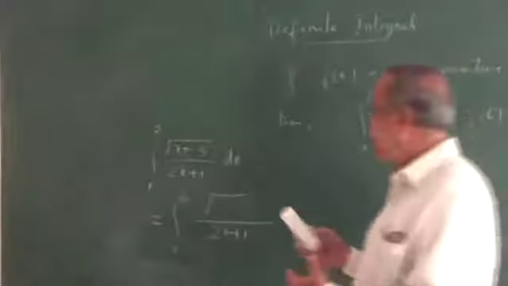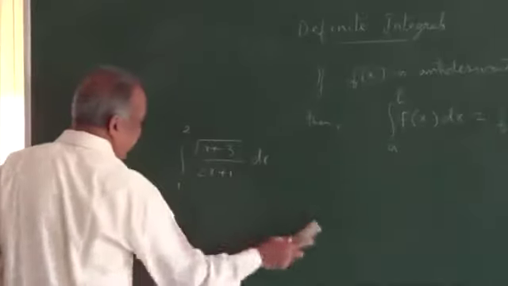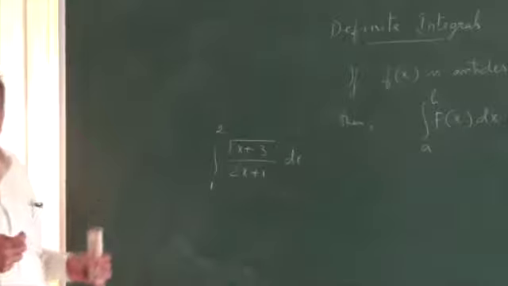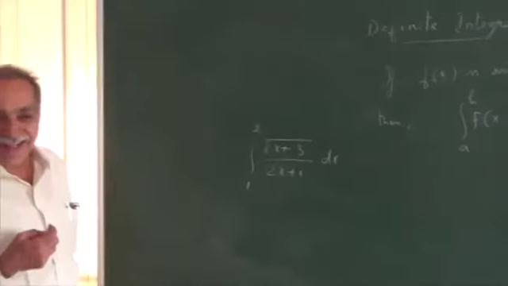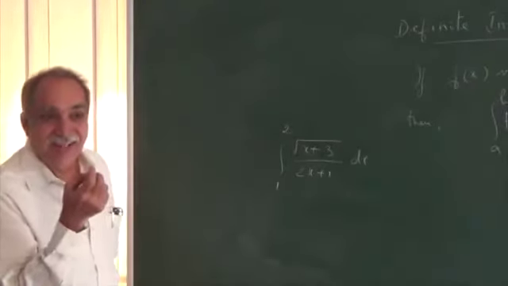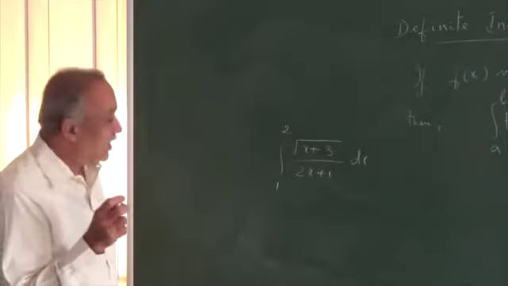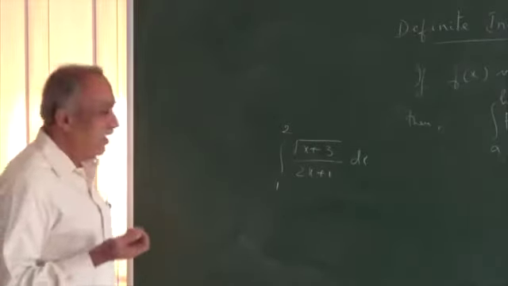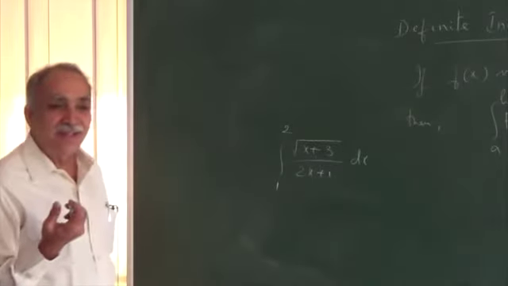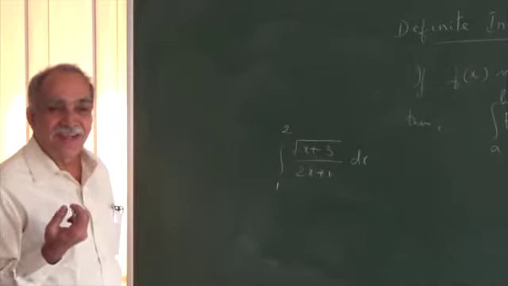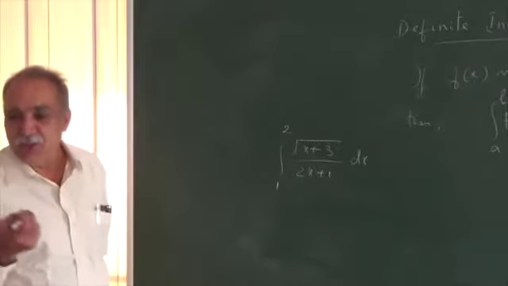You have practiced finding the integral of a function of this form. Yes? Put x plus 3 equal to a perfect square, some t square. Okay. Any other method? Rationalize the numerator.